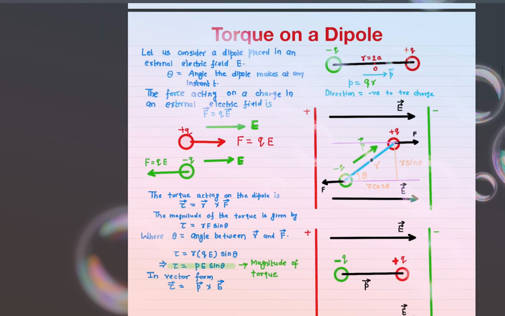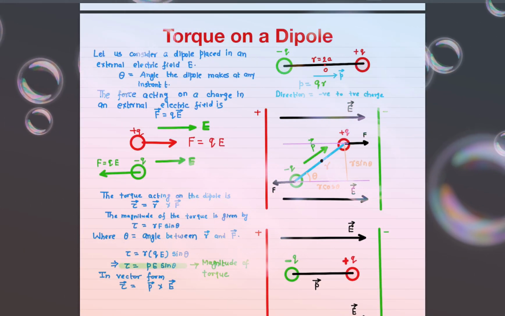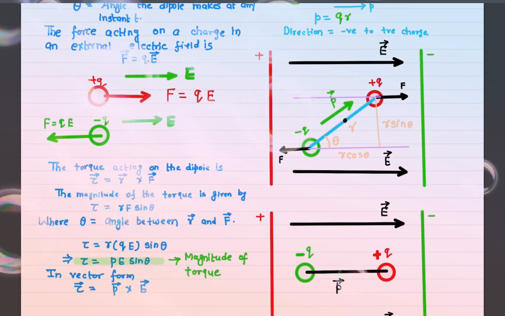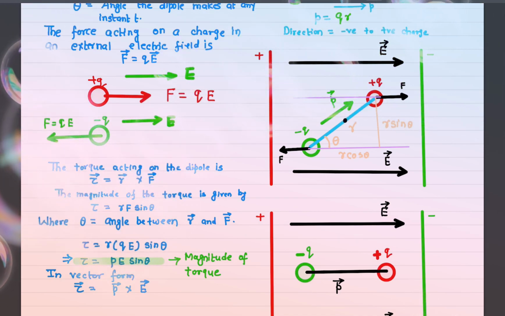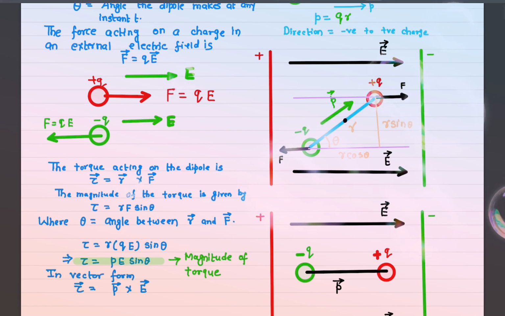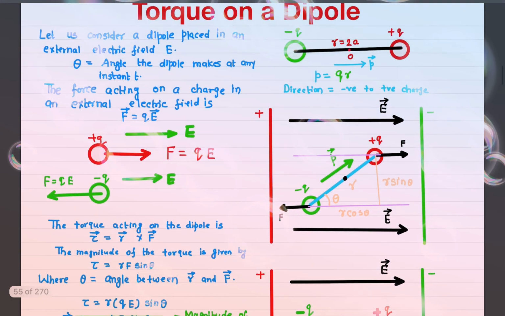So this is how we find the magnitude and the direction of the torque on the dipole. And choosing the direction of the dipole moment is just a sign convention. In physics, we use from the negative to positive charge.